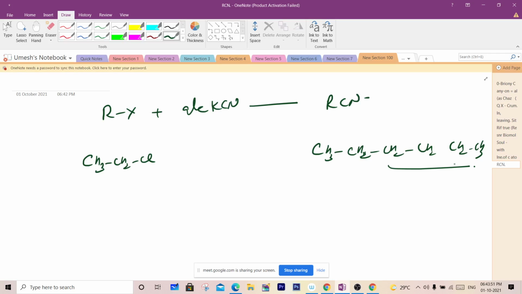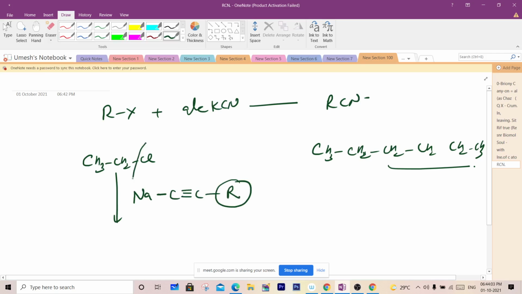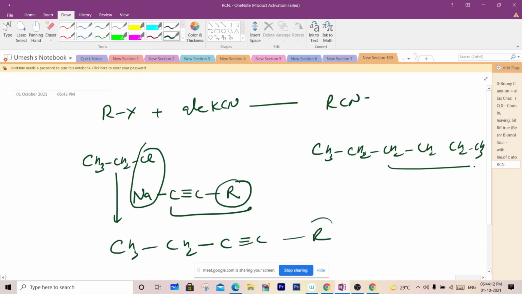Okay. For that, I can add sodium acetylide. You can add here any number of carbon atoms and go for the nucleophilic substitution reaction. You can see CH2CH2, and after that I can add here n number of carbon atoms, whatever I want. Understood? Yes, sir.